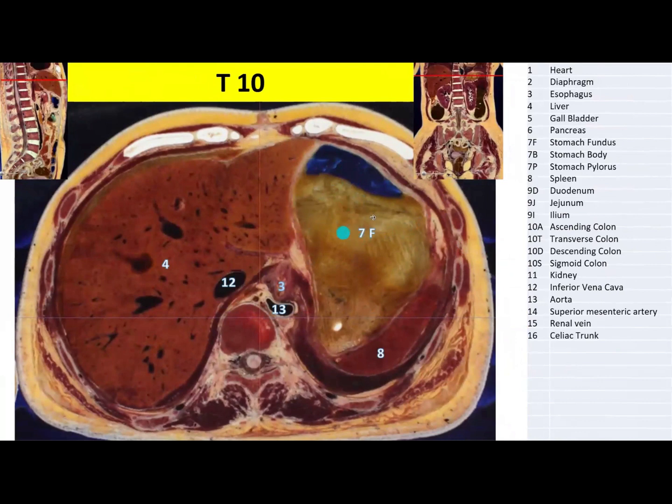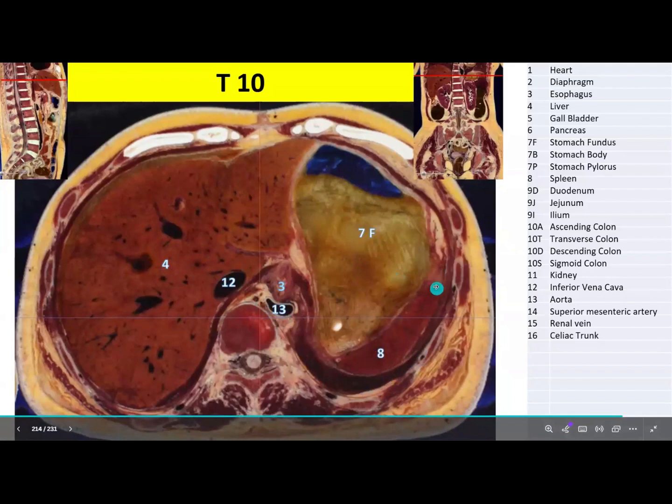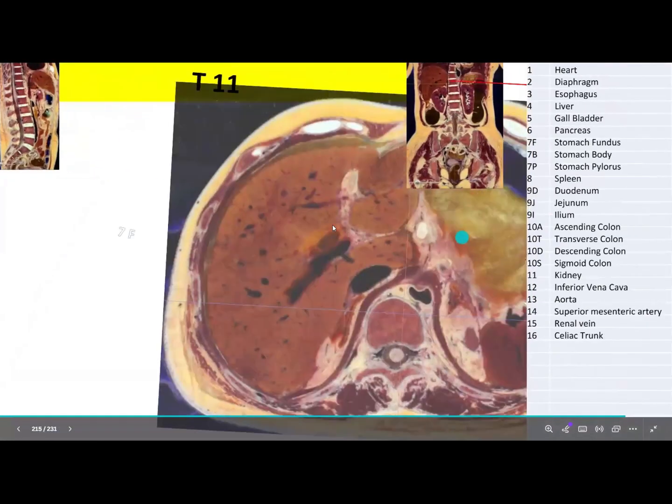Okay? So in T10, what do we have? We have the stomach fundus. We have the esophagus. We have the liver, which is really big. And we have the aorta and the IVC, okay? And the spleen is starting to appear here. That's it for T10.